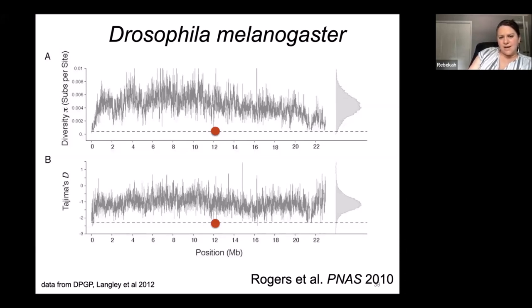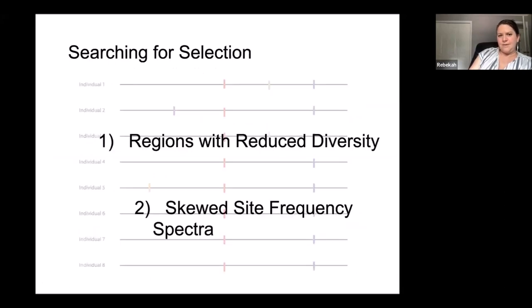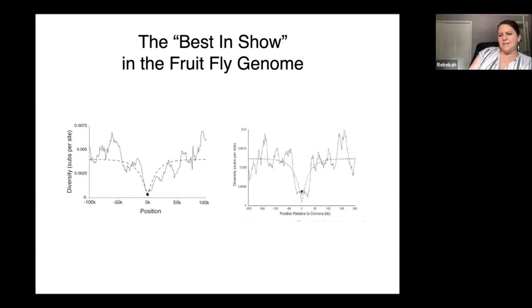Sometimes we see low genetic diversity, but Tajima's D is just normal. So that means that population diversity is probably reduced for other reasons. But we can use this data-driven approach to search for signatures of selection. These are the best selective sweeps, they're called, the best signatures of selection in the fruit fly genome. You can see this dip in population genetic diversity, and there's a similar plot for Tajima's D. And this is what they look like.